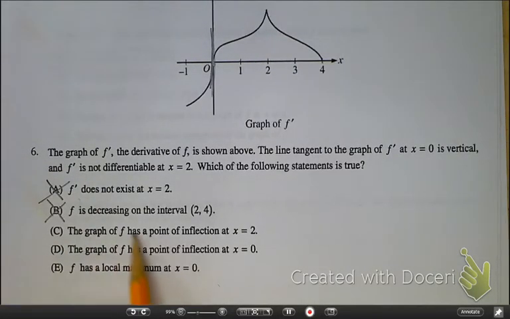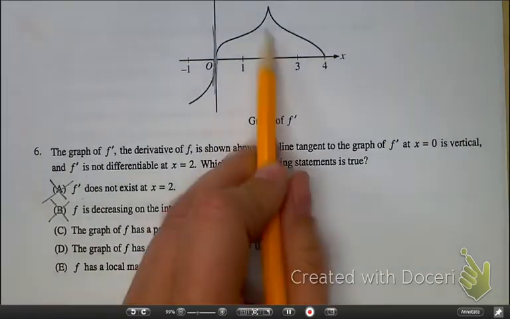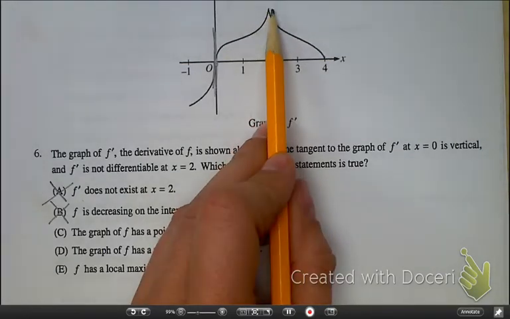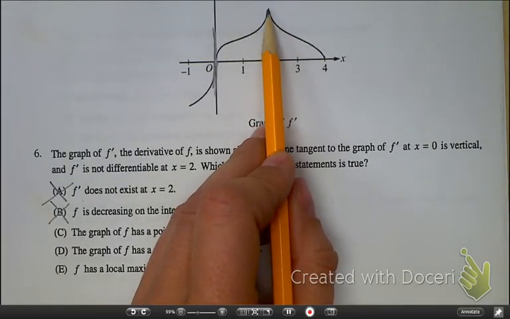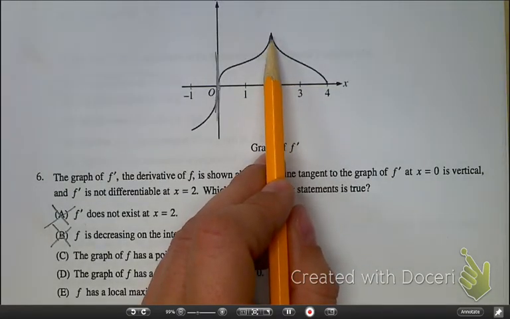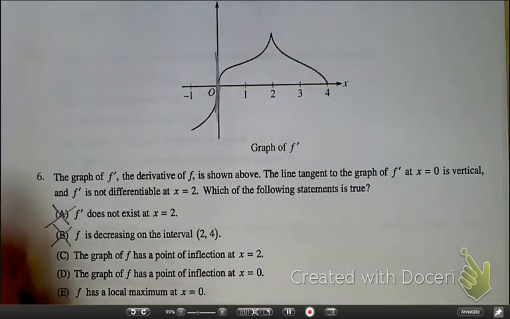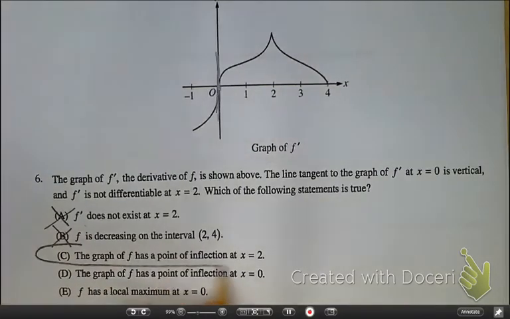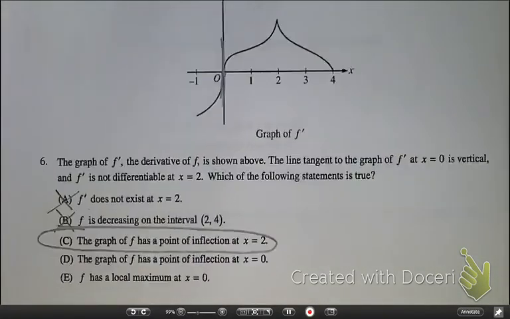Part C, the graph of f has a point of inflection at x equals 2. Well, remember, anytime there's a maximum or a minimum on the derivative graph, that indicates a point of inflection on the original function. So since this is a maximum on the derivative, then yes, on the original function, that would have been a point of inflection. So C is a correct answer.